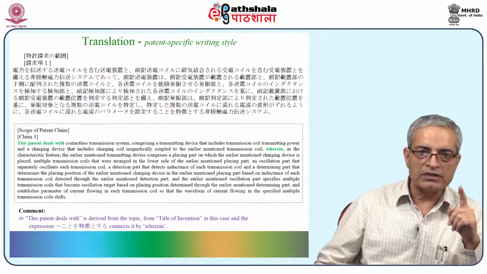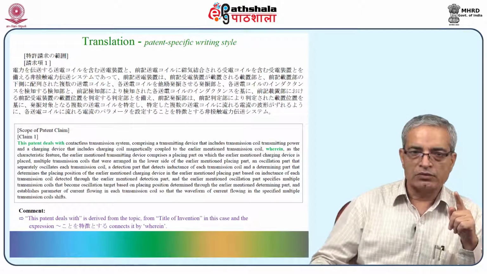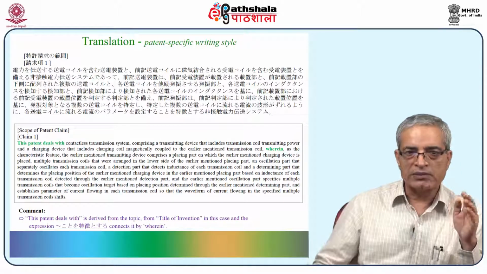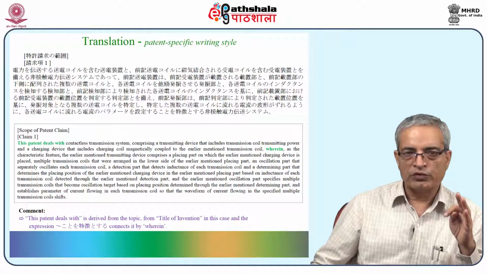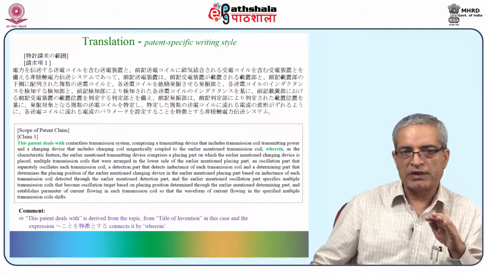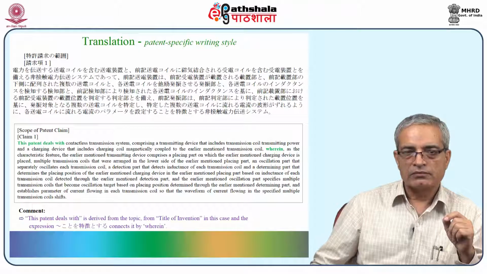If we start with "this patent deals with", now can you read it, Surbi, first? This patent deals with contactless transmission system. Wait, so it is talking about what is being dealt with, that is the title of the invention. Comprising a transmitting device that includes transmission coil transmitting power.